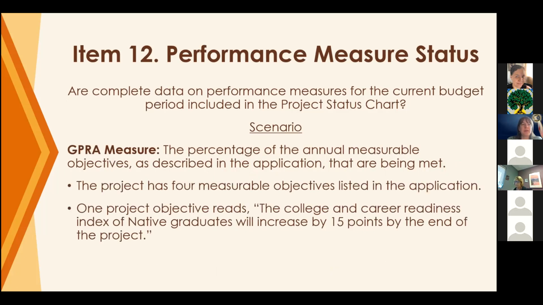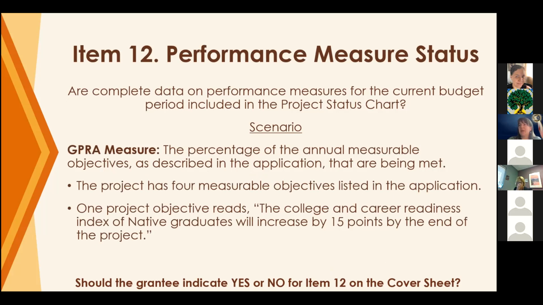All right, here's another one. Same question, different scenario. In this case, this grantee is reporting on a GPRA measure, specifically the one that reads the percentage of annual measurable objectives as described in the application that are being met. So there's a few more details about the context here. The project has 4 measurable objectives listed in the application.